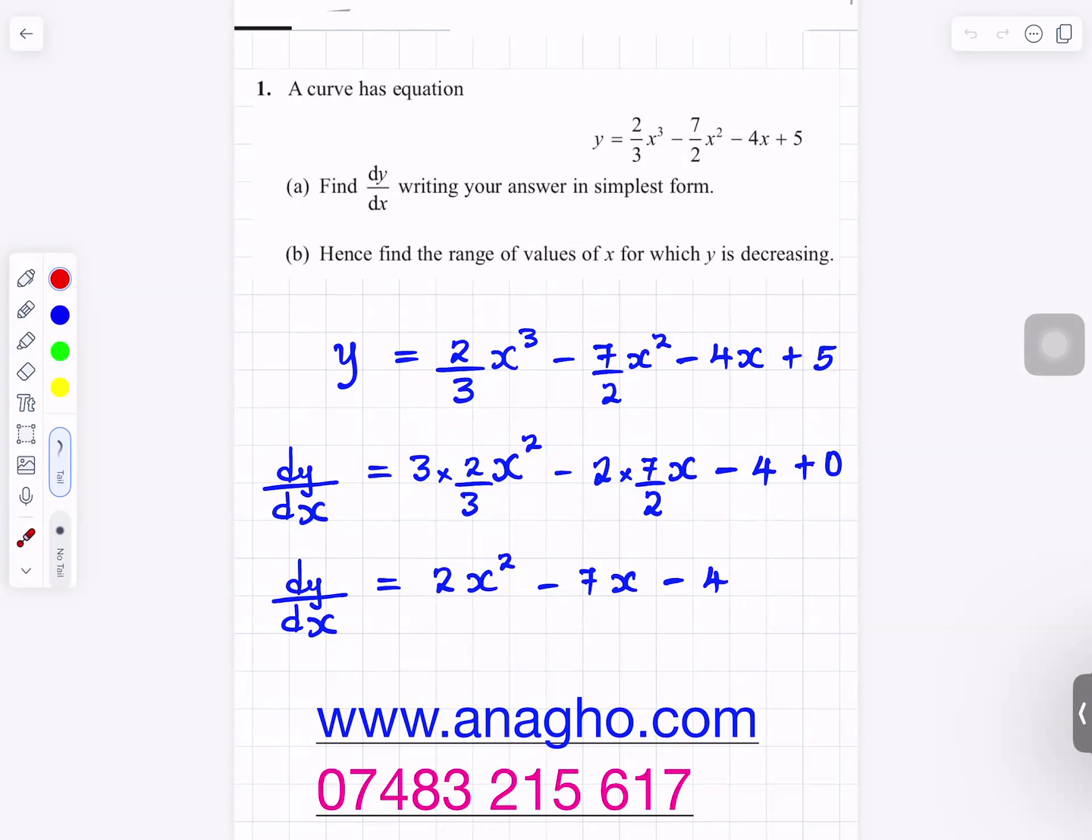So this would give you 3 times 2 over 3 x squared. The 3 will cancel, you get 2x squared. The 2 will cancel, you get 7x. Differentiating 4x, you get 4. Differentiating 5, you get 0. So it's 2x squared minus 7x minus 4.